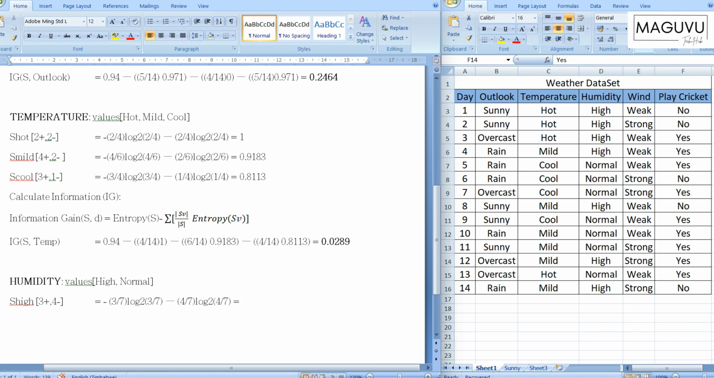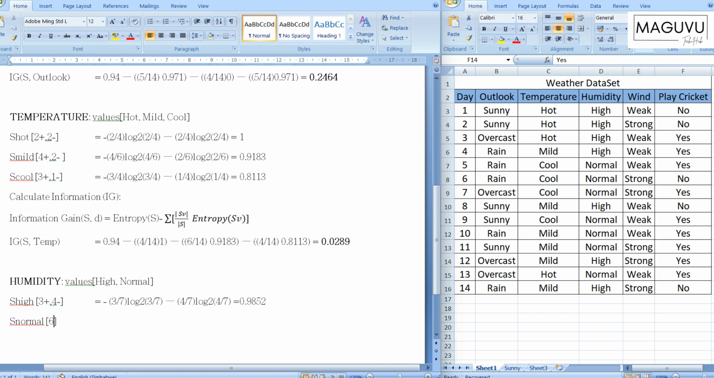This should give us a value of 0.9852. We also do the same for the normal, and we want to look at the proportion of that. How many days do we have a humidity of normal? We do the calculation 1, 2, 3, 4, 5, 6, and 7 again. So we also have 7, and we'll look at out of those normal days, how many times did we play cricket? You see that we have normal 1, 2, 3, 4, 5, and 6.